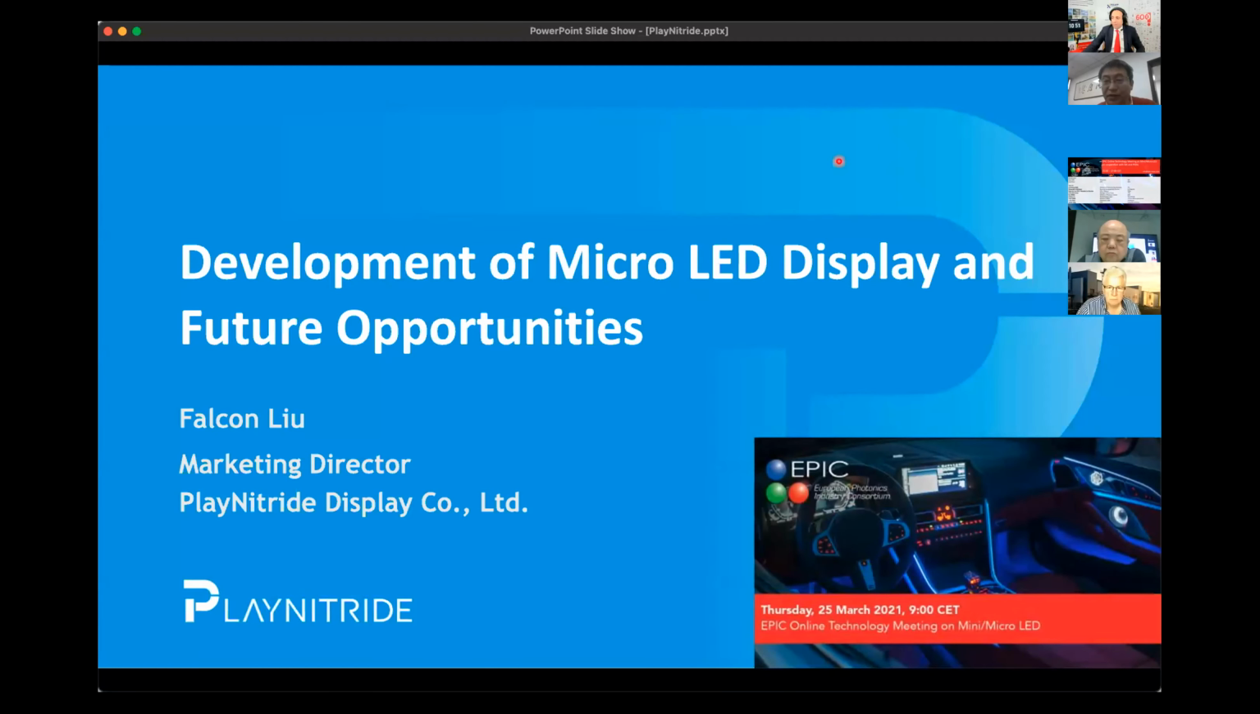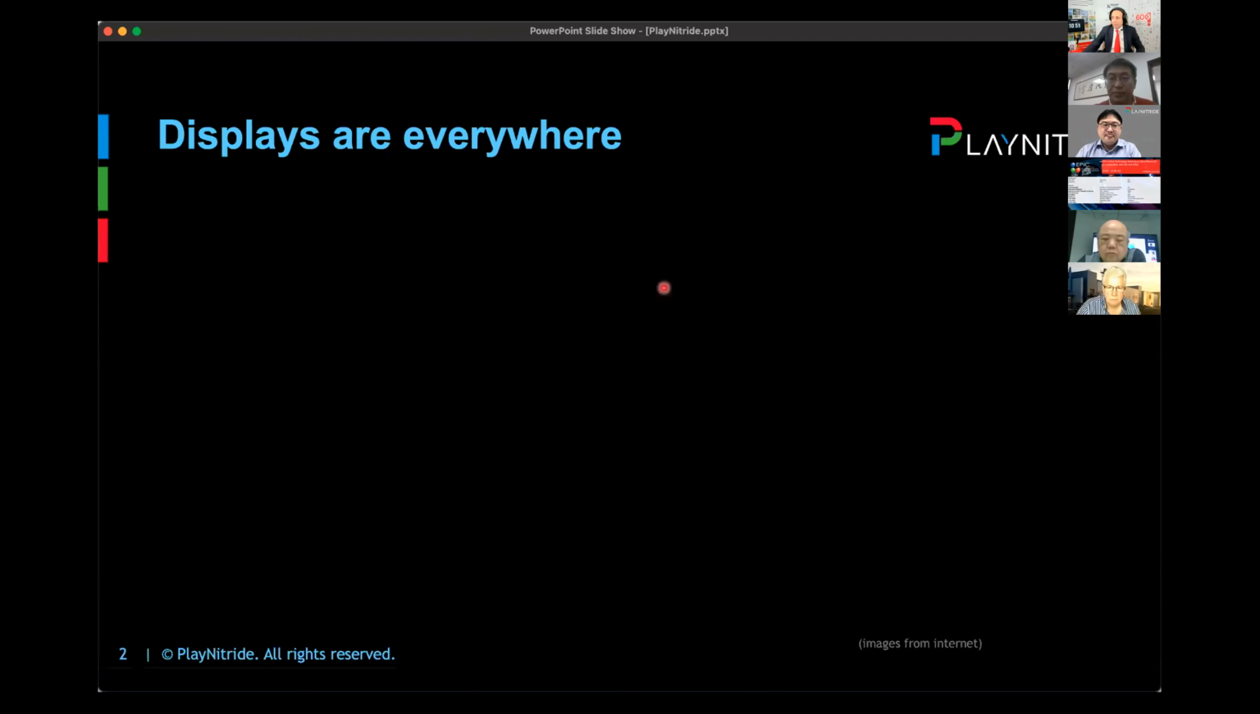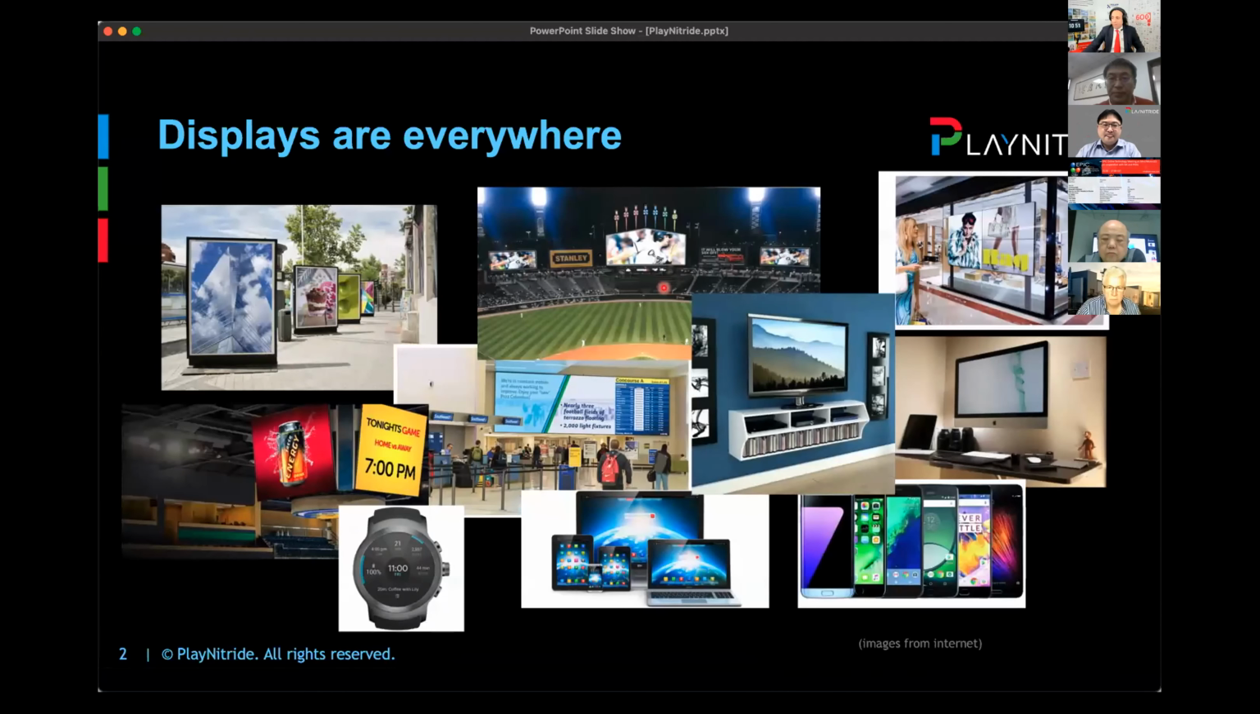Okay. Hi, this is Falcon from PlayNitride. I'm glad to have this opportunity to share the micro LED display development and future opportunities from PlayNitride's point of view. So we know now we need displays, especially during this COVID-19 time. Displays are everywhere, and we need them to connect to people. Not only as before, when display was just an application, but now it is part of our life.